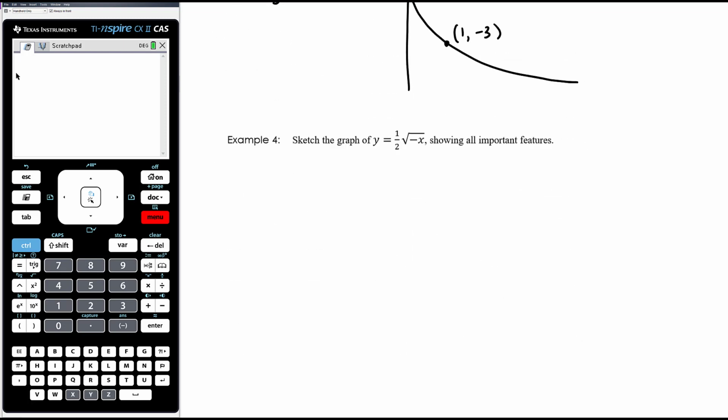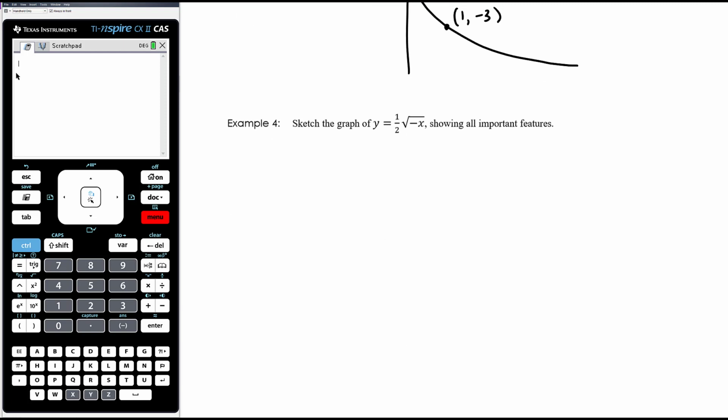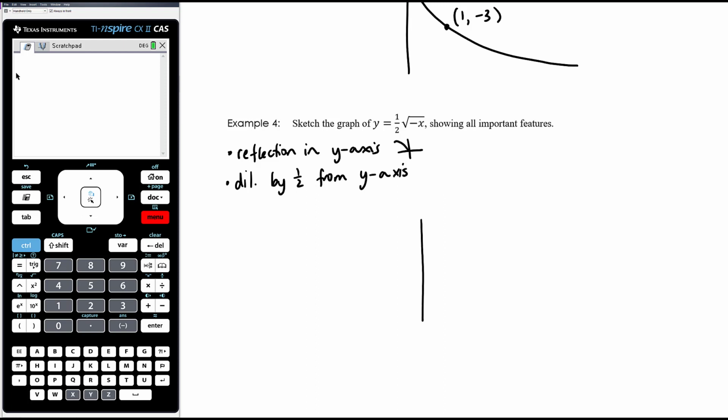Okay, sketch the graph of y equals half times the square root of negative x. So let's focus on those reflections first. This negative in here is going to mean we have a reflection in the y-axis. Okay, so in terms of shape, we're going out this way. The half out the front is a dilation by a factor of 1/2 from the y-axis. So it's going to get squashed in closer to the y-axis. When you haven't got another graph on the axes to compare it to, you can't really tell that it's been squashed in closer. But again, that's why we want to calculate a point.